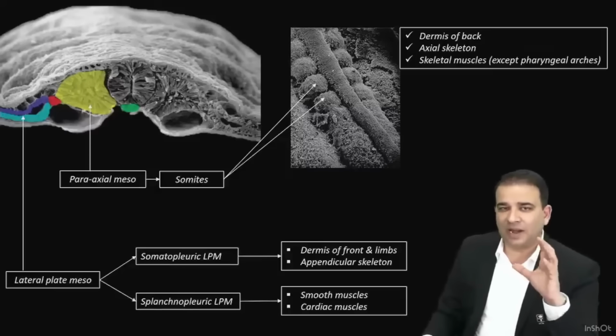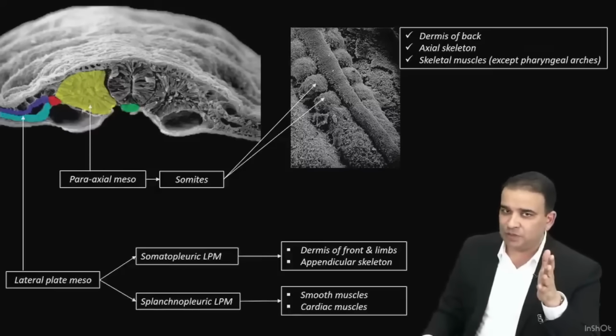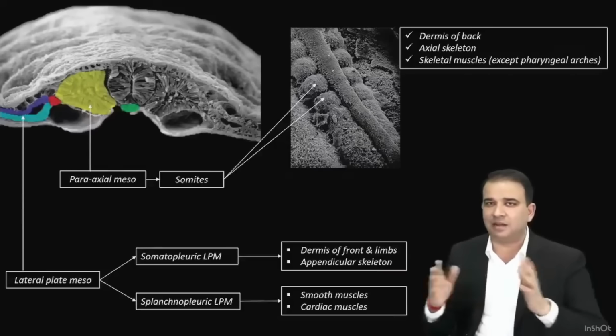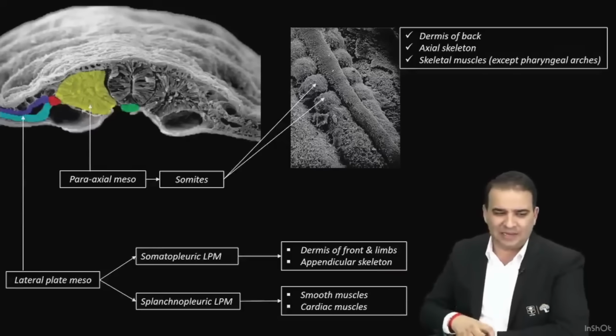So this is what you're looking at, guys. We already saw the intermediate mesoderm, and now you're looking at the paraaxial and the lateral plate mesoderm. And as I said, this list is very easily comparable.